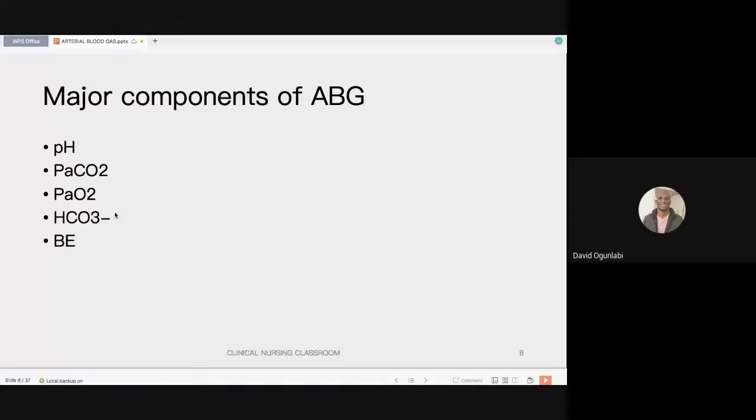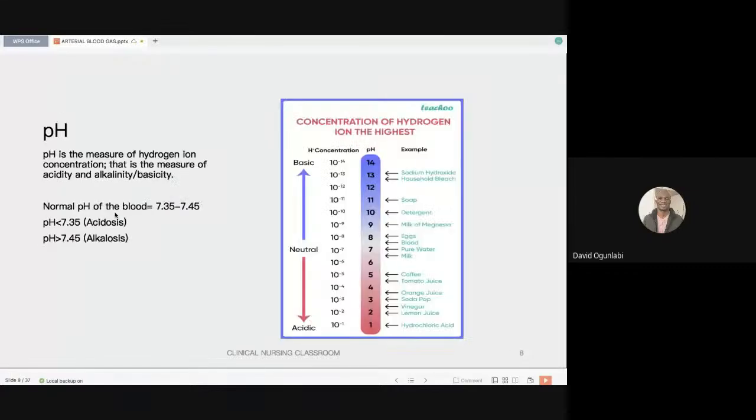All right. If the pH is high, it means that thing is alkaline. If pH is low, it means that thing is what? Acidotic. So the higher the pH, the more alkaline the blood is. The lower the pH of the blood, the more acidotic the blood is. Just get that clear in your mind.